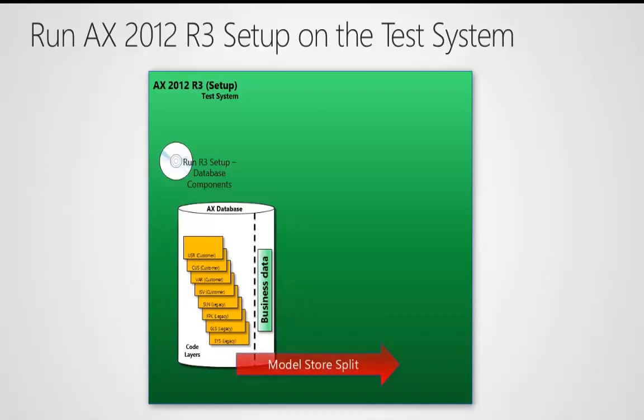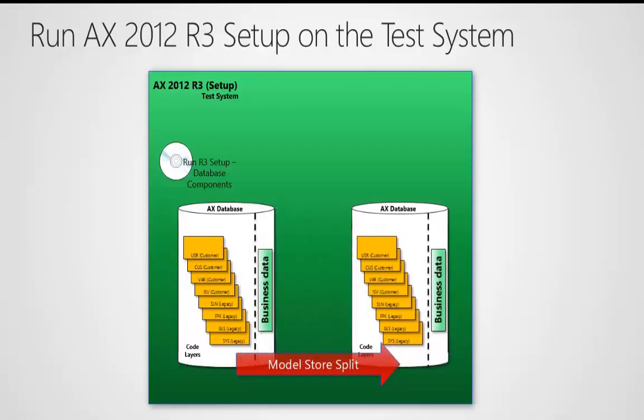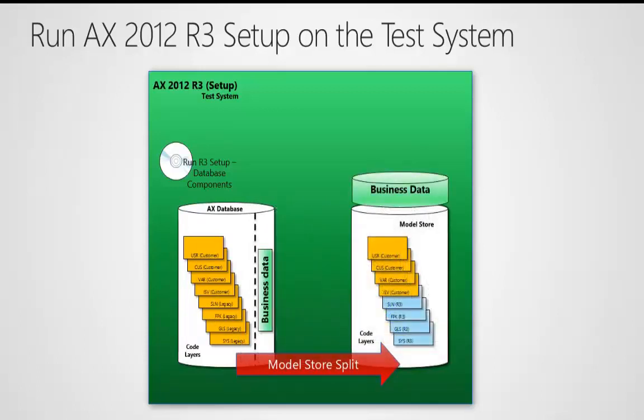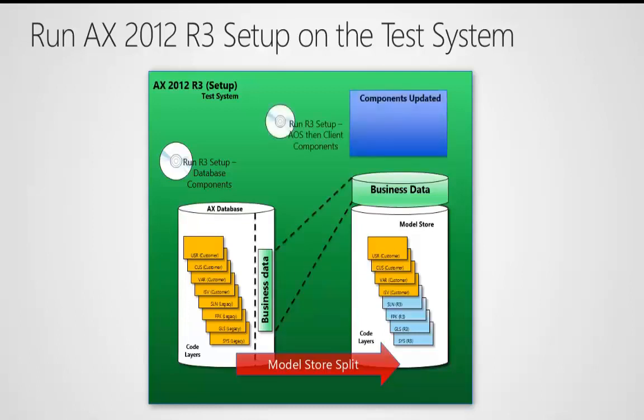We run the CD and we create the model store split. The database is split and we end up with a separate business data database. And if you look here at the model store, the standard Microsoft layers are now at R3 level. So sys, GLS, FPK and SLN. You will also note here that the standard custom layers are still at the RTM release. Then finally we install the AOS, and the third step is to install the components, the client management utilities.